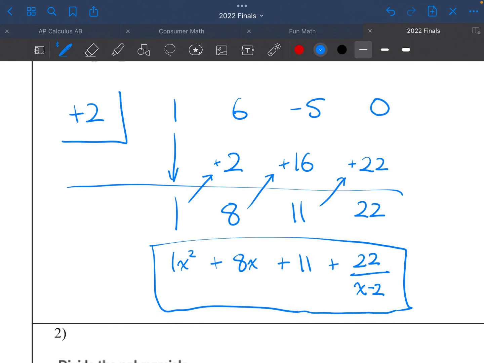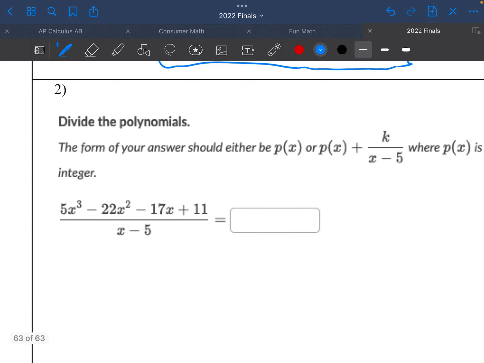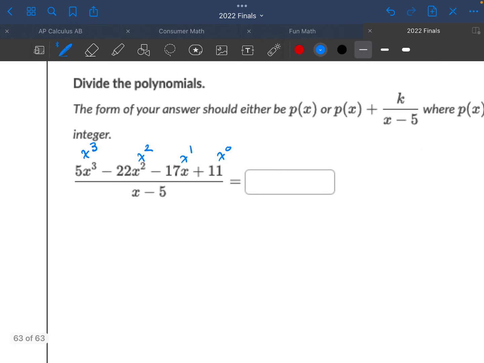All right, let's do another synthetic division problem. This one is nicer because he did not skip any values. Just remember that you should have an x to the power of 3 term, an x to the power of 2 term, an x to the power of 1 term, and an x to the power of 0 term. In this case, we have each of those. We don't need to skip any. So same procedure as before.